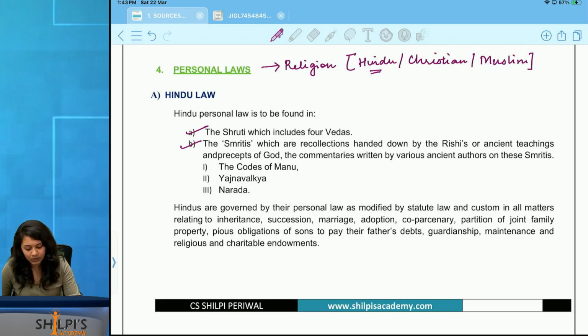So it can be clearly seen that personal laws are applicable in matters relating to inheritance, succession, marriage, adoption, co-partnership, partition of family property, obligations of fathers' debts, guardianship, maintenance, religious and charitable endowments. So our customs govern all of these factors as well as statute law, because these customs have been made into statute law, although as we have seen, these are laws with sanction.